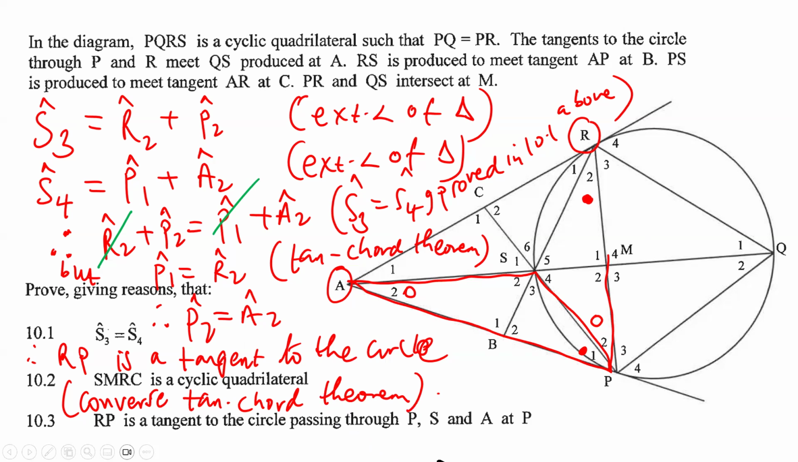In other words, we've been able to prove the results. What results have we been able to prove? We considered that RP is a tangent to the circle that passes through the point P, the point S, and the point A at the point P. So we've been able to show that RP indeed is a tangent, so that the angle between the tangent and this particular chord equals the angle in the alternate segment. And we've been able to prove that.